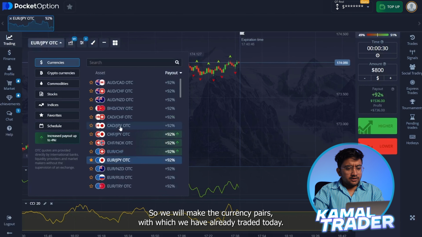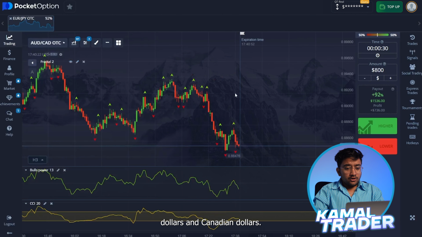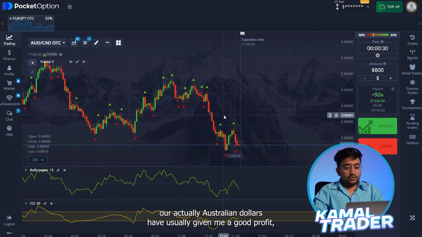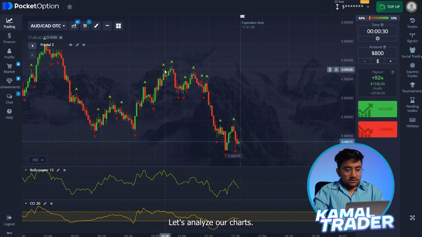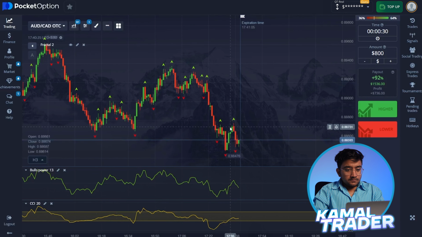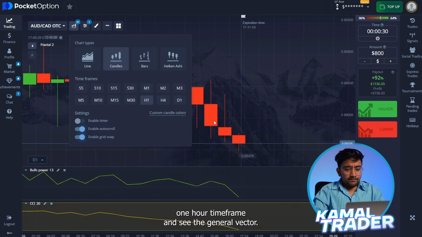Okay, so we'll take a currency pair with which we've already traded today. We'll choose the currency pair Australian dollars and Canadian dollars. Actually, Australian dollars have usually given me a good profit, to be honest. Let's analyze our charts. Now we can choose the 1 hour time frame and see the general vector.